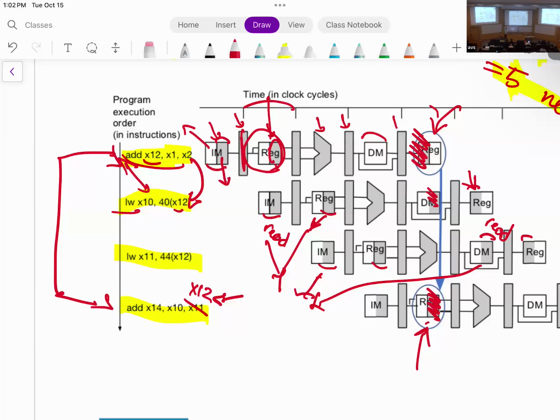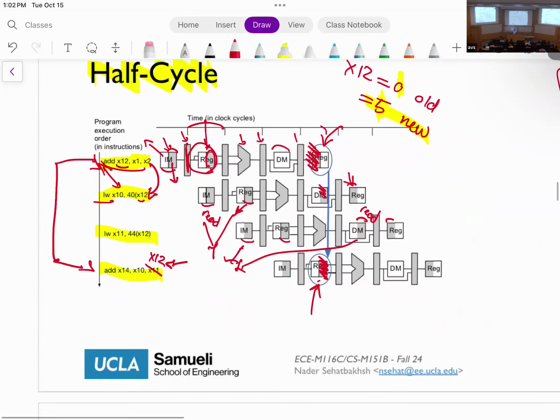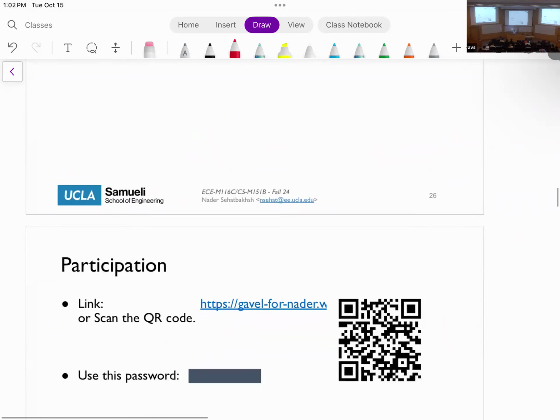Can you say that louder? The question is about shaded and not shaded. Shaded means being used, being active. Not shaded means not being used. Okay? Cool. All right, so we have a good recap.